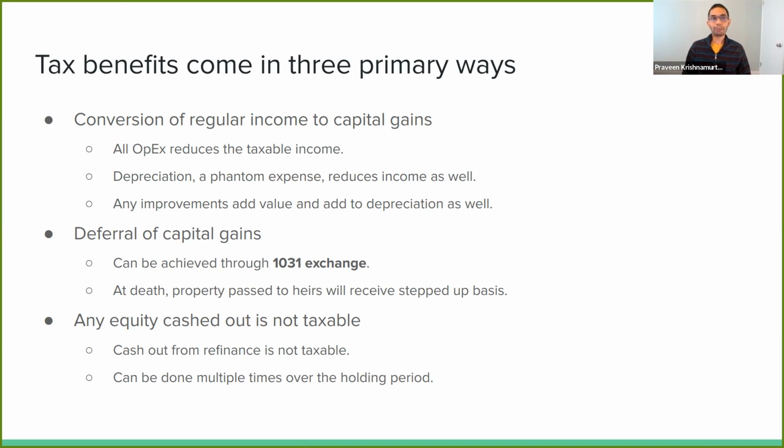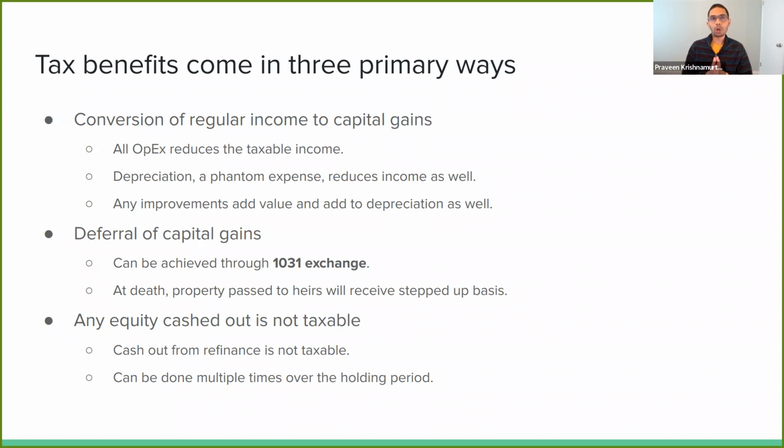Tax benefits come primarily in 3 different ways. First one is conversion of your regular income to capital gains. Why is that important? Because regular income tax is higher, the rate at which regular income is taxed versus capital gains. So it's obviously favorable to have capital gains income rather than regular income. And real estate does a great job of moving your income to capital gains. How does it do it?